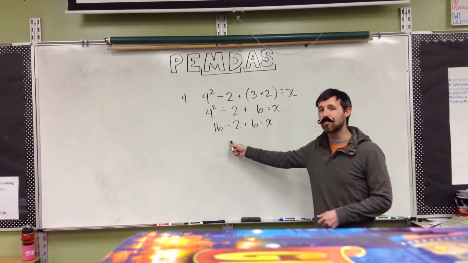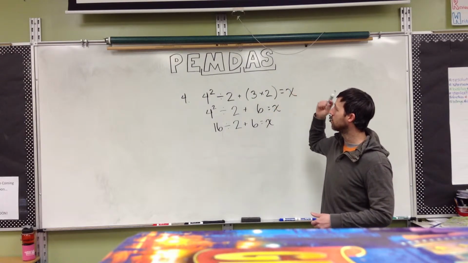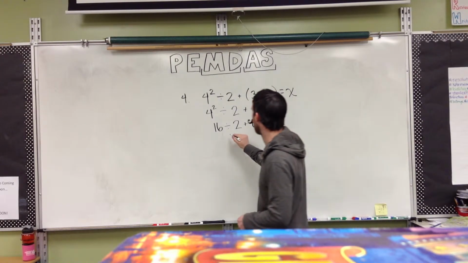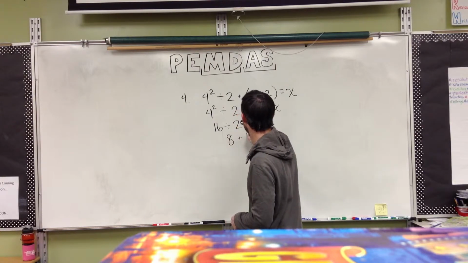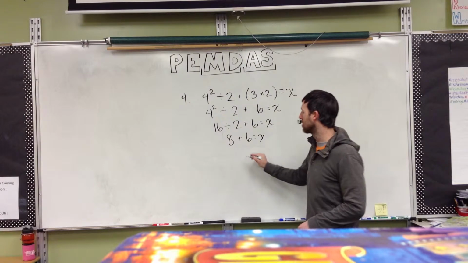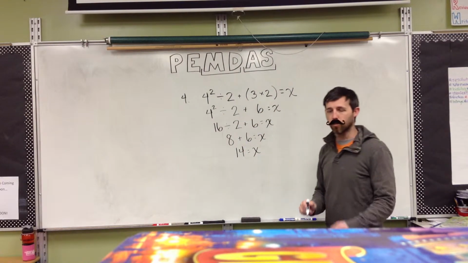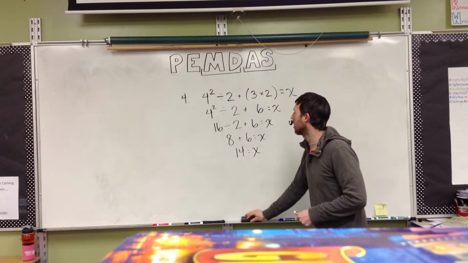And that leaves us with a division problem and an addition problem, which according to this, we know that we need to divide first. So 16 divided by 2 is 8 plus 6. And then it's just a simple addition problem. 8 plus 6 is 14. So x equals 14. Okay, we're starting to move along now.